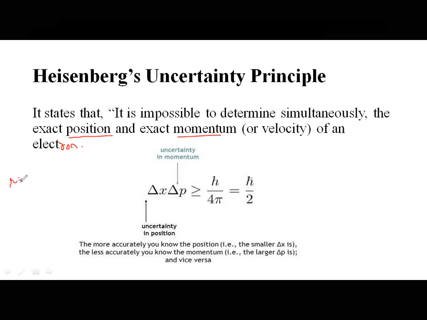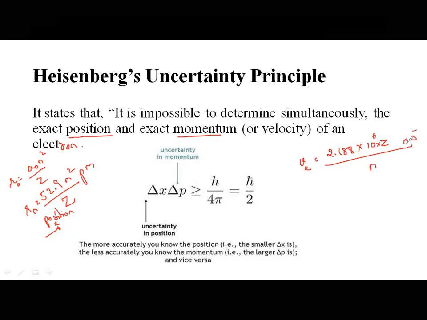Bohr calculated the radius of the orbit. I'll show you the radius of the stationary states he calculated. For the nth orbit, he gave it as a naught n square upon z, that is 52.9 n square upon z picometers. With this radius we can say exactly how far the first orbit is, and the electron is there in the first orbit. So he gave the exact position of the electron. He also gave the velocity of the electron: 2.188 times 10 raised to 6 times z, the atomic number, upon n meters per second. He also gave the energy of the electron in the nth orbit as minus RH z square by n square. These were all given by Bohr.